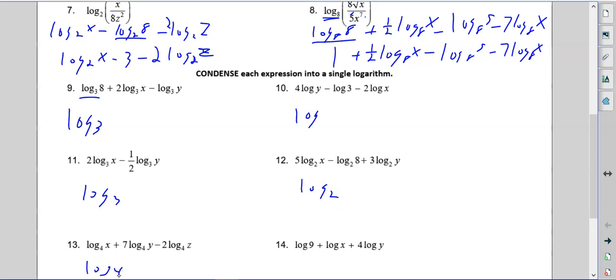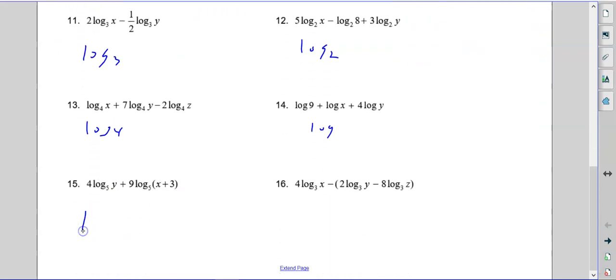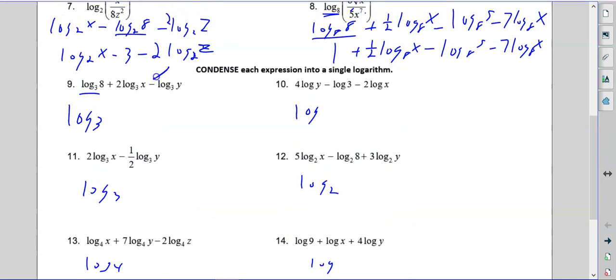Log 4 once. Log once. Log 5 once. Log 3 once. Now, anytime you see a minus sign, like right here, you know you're going to have a fraction. And whatever follows the minus is going to be on the bottom. Remember, anytime you have a number in front, that's going to become the exponent.